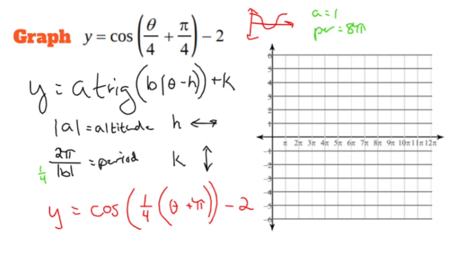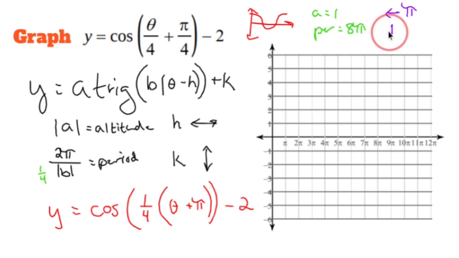My phase shifts. My phase shift is, since this is a positive pi, I go left pi spaces. Now, if you're like, whoa, you just said this is positive pi. Shouldn't you go right? Nope, because it's the opposite of this guy. Everything in here seems to always live in opposite land. So we're going to phase shift left 2 pi. I'm sorry, 1 pi. 1 pi.